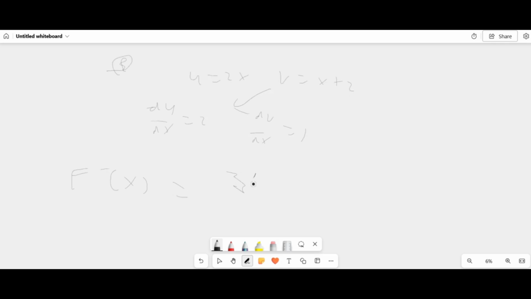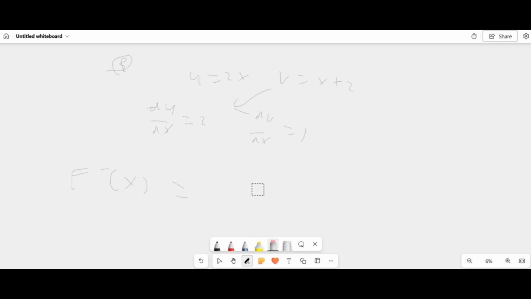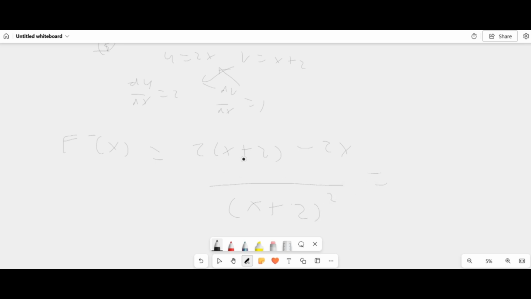So that's going to be v times du, so 2 open bracket x plus 2, minus u times dv, so that's minus 2x, over v squared, so x plus 2 squared here. And that's obviously going to be 2x minus 2x is just 0, and then 2 times 2 is 4, so that's 4 over x plus 2 squared here.